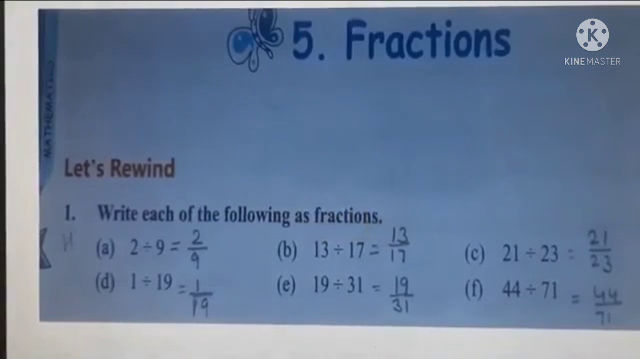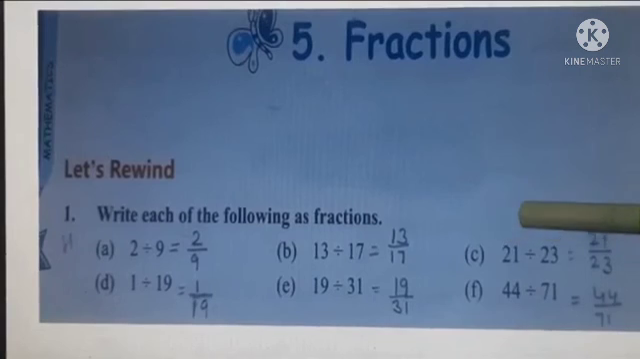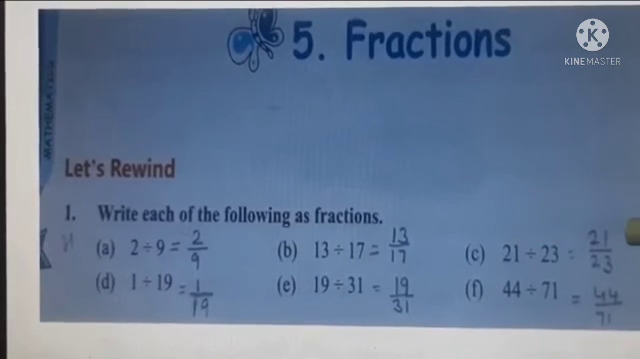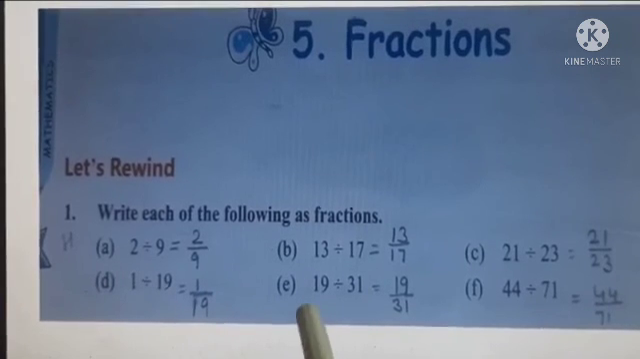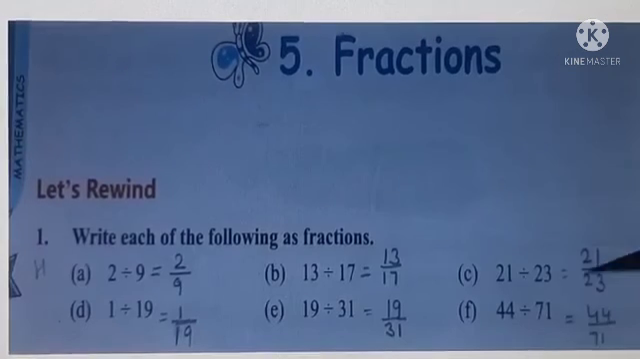13 divided by 17. So it will become 13 upon 17. 21 divided by 23. So it will become in fractional form 21 upon 23. 1 divided by 19. Fraction will be 1 upon 19. 19 divided by 31. So its fractional form is 19 upon 31. And now F part: 44 divided by 71 is equal to 44 upon 71.